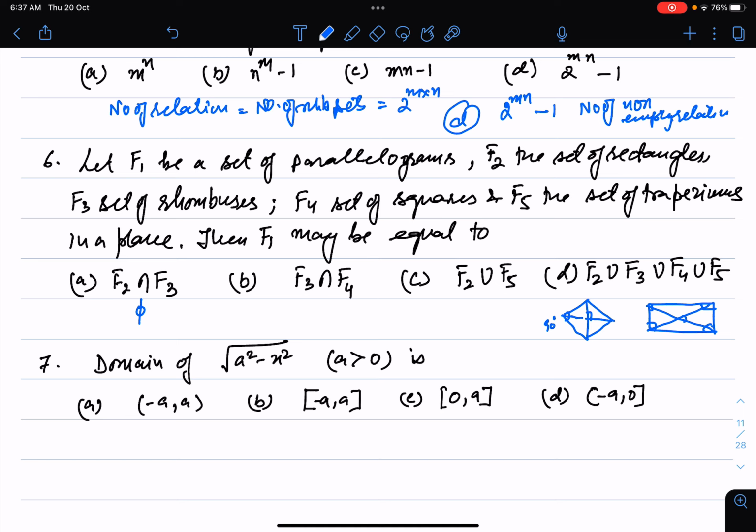Okay. F3 and F4, F3 intersection F4, rhombus and square. Now again, a square is the same as a rectangle, only the four sides are equal. In a rhombus also the four sides are equal. But if we intersect, there is nothing common in it, because the angles at A, B, C in a rectangle, similarly in the square, are 90 degrees, while in a rhombus they are not 90 degrees. So it stands phi again. F2 union F5. What is F2? That is rectangle, and F5 is trapezium. So if it is union, then it is rectangle plus trapezium, right? Because in union you have to take all of this.